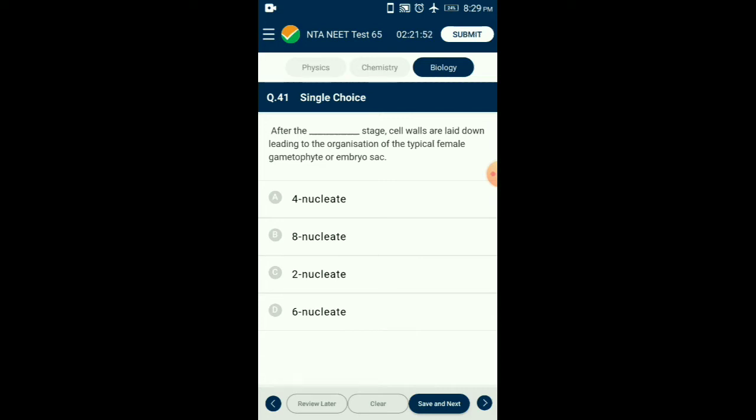It is of interest to note that these mitotic divisions are strictly free nuclear, that is, nuclear divisions are not followed immediately by cell wall formation. After 8 nucleate stage, cell walls are laid down leading to the organization of the typical female gametophyte or embryo sac. So the answer for this question is option B.